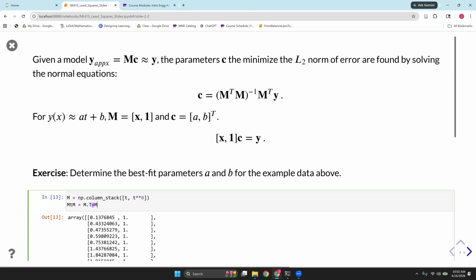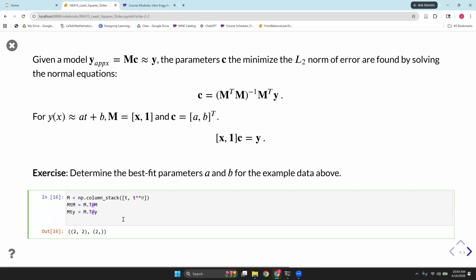It's that M transpose M that gets rid of the dimension n. We don't know why this works yet, but it does work. So if I do MTM and I look at its shape, it's 2 by 2, exactly as needed. And if I look at my M transpose Y and its shape, so I should put my Y there, it's 2, right? So we have two equations, two unknowns, and we can solve it directly now.